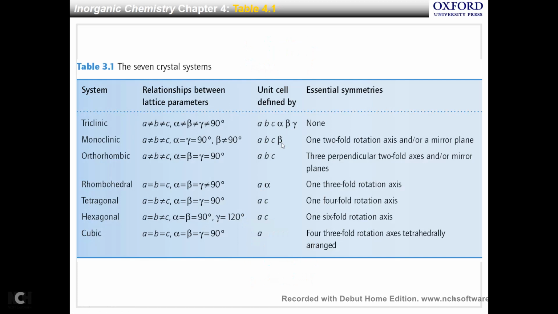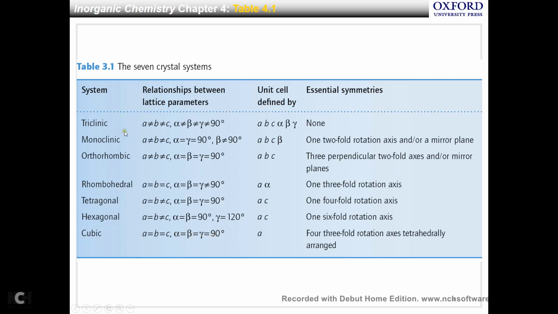Now let's look at the 7 crystal systems. You have learned this cubic structure. You may have A equals B equals C. Those are the side lengths. They are exactly the same. This A, B, C are also called lattice constants. And then you have the angles alpha, beta, and gamma to be 90 degrees.